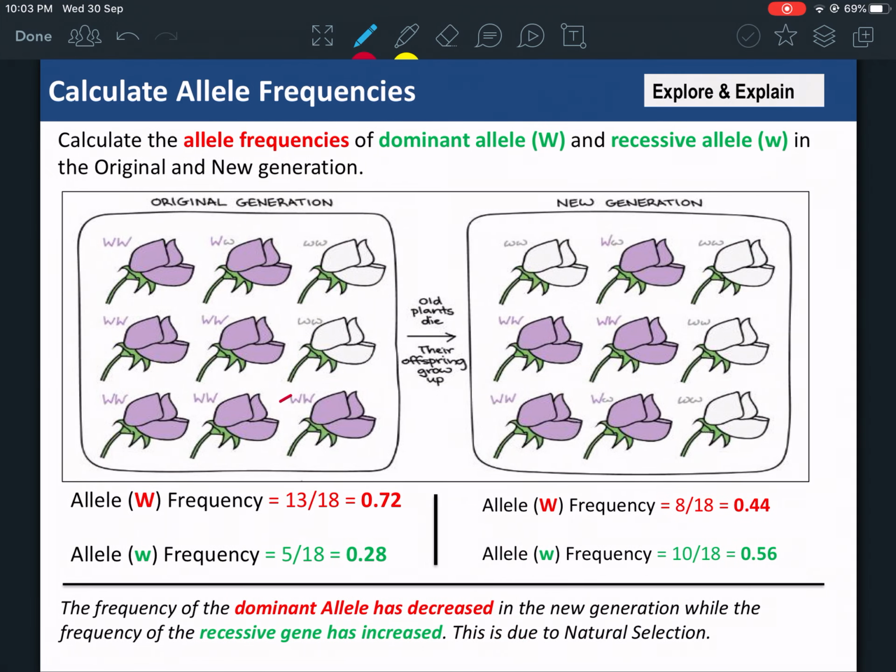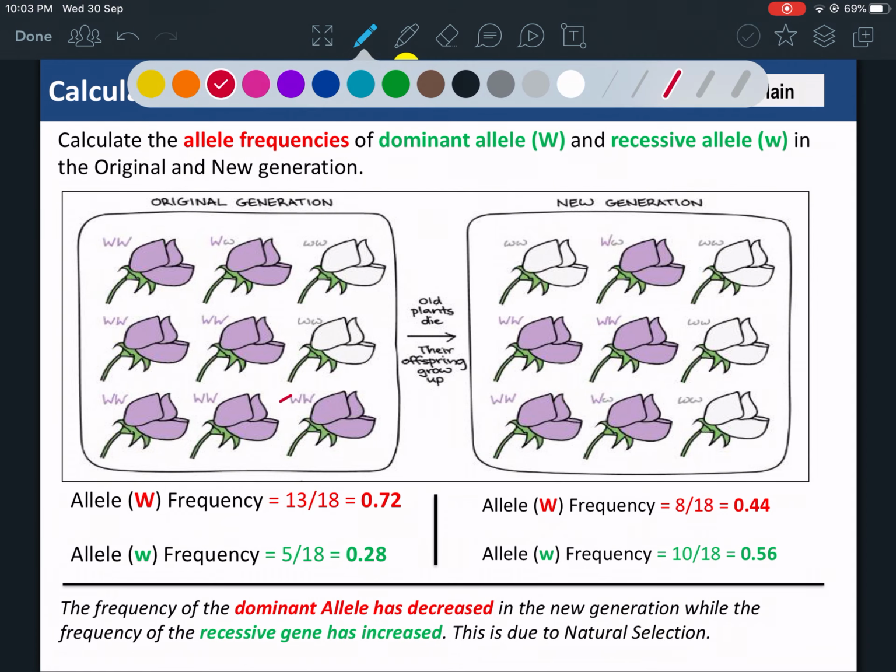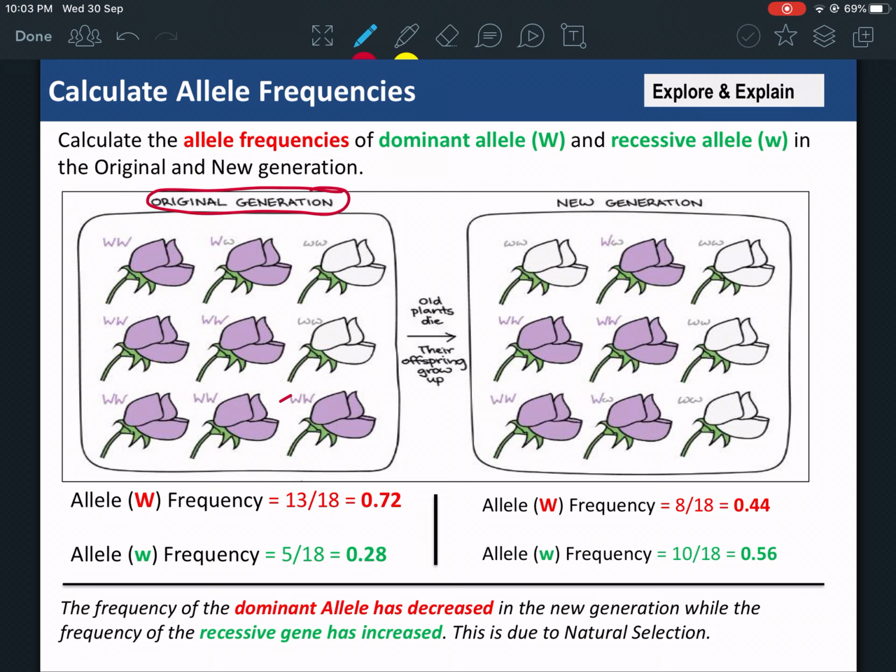Okay, now if we look here, there's another one. There's 2 generations. There's an original generation and then the generation after natural selection. Okay, a new generation. So this is how scientists study natural selection. They check allele frequency. So what's happening? Let's see.